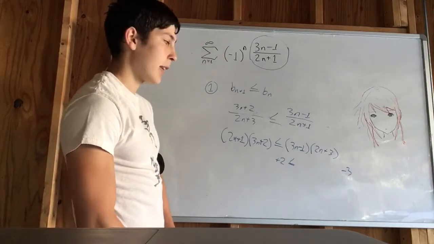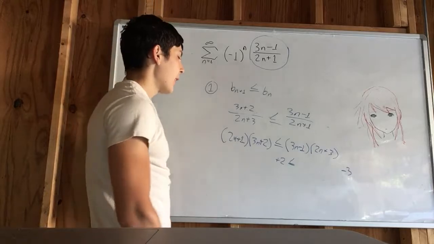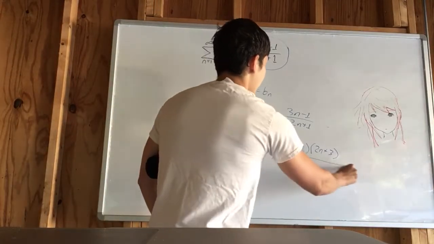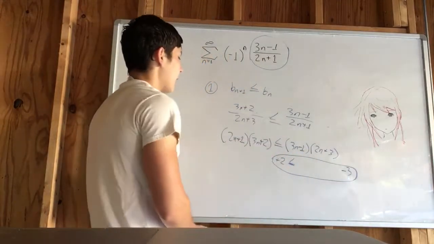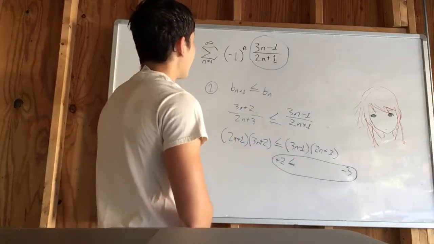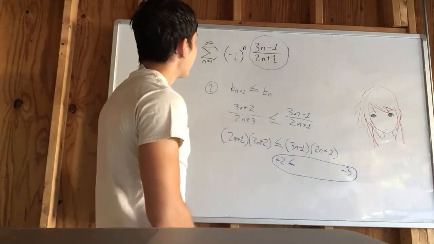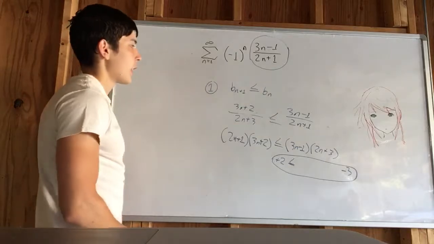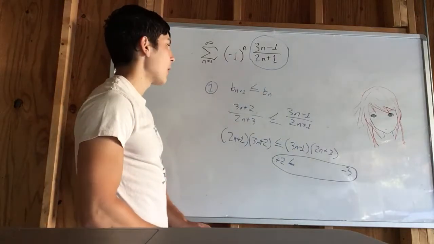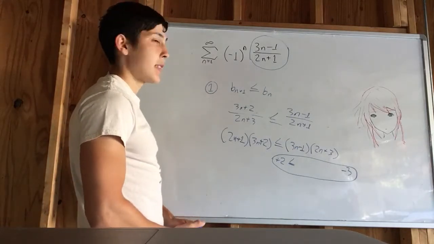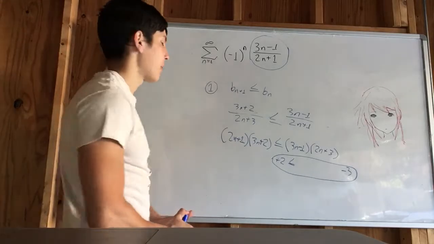Positive 2 is not less than or equal to negative 3. This right here is a lie. Therefore, this is a lie. And therefore, this is a lie. So our first condition was already not met. So we don't have to go to our next step. This test is inconclusive.